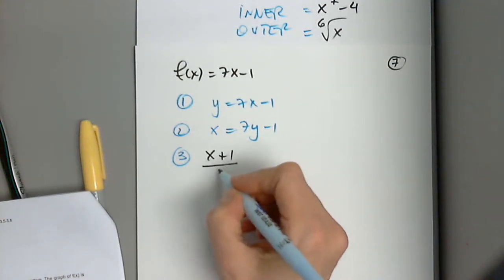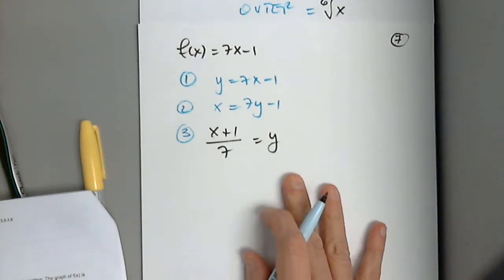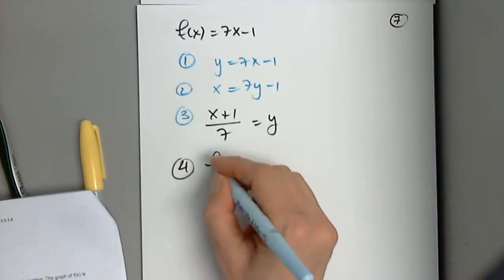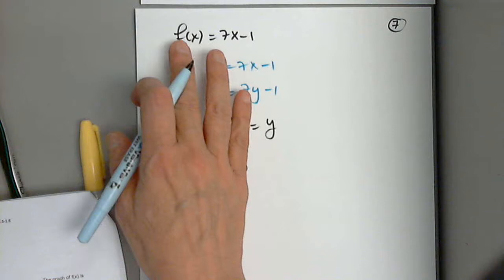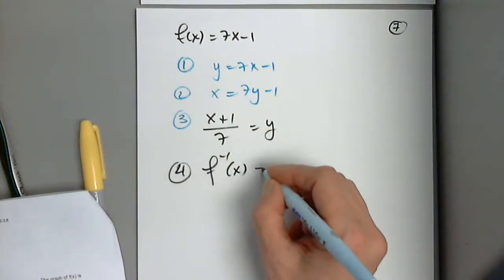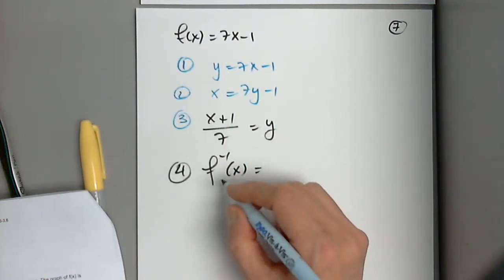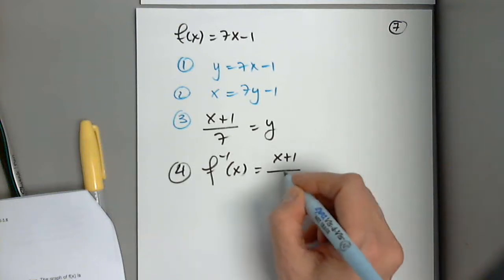So x plus 1 divided by 7 will be our y. So for the final step, I just replace y now, as I did from the beginning with y and f. I replace this y by the notation f inverse.